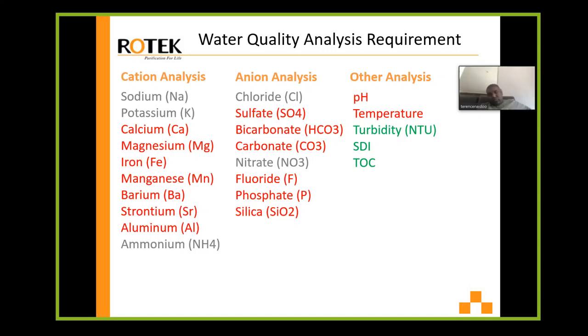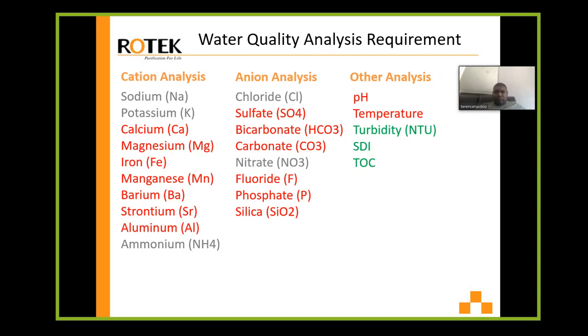TOC is total organic carbon. That's basically the measurement of total organic matter in the water. TOC for the feed should not exceed 2.5 ppm. If above 2.5 ppm, there's a risk of organic fouling. SDI should be below 3.